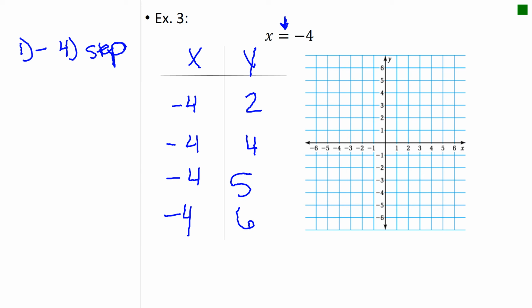So we're going to go to our x-axis, because x is always -4. This is step 2, graph those ordered pairs. Here's where x is -4, and this is that vertical line that has no solution for the slope. You did it, yay!